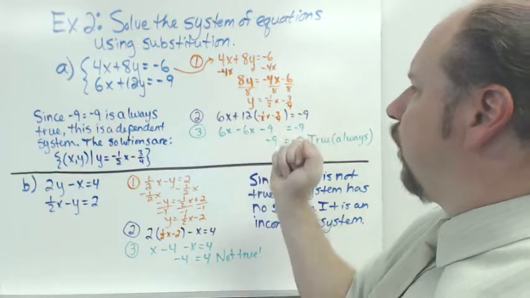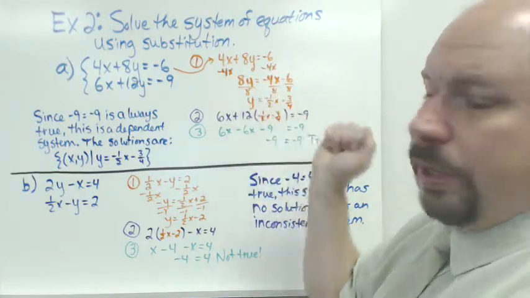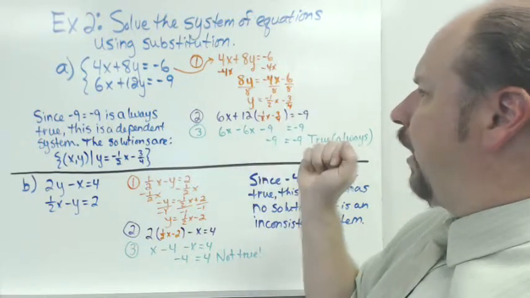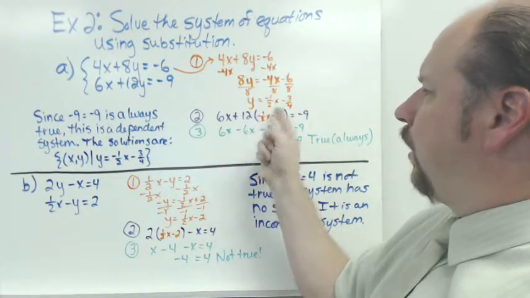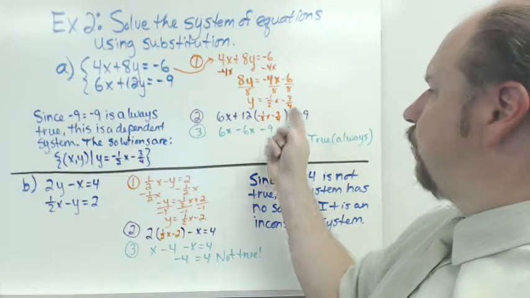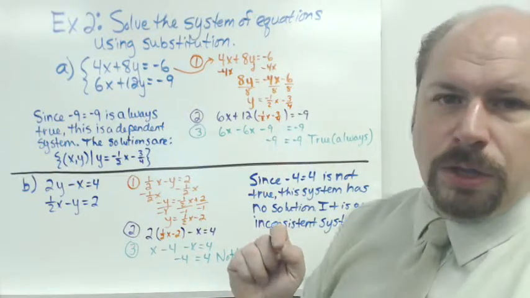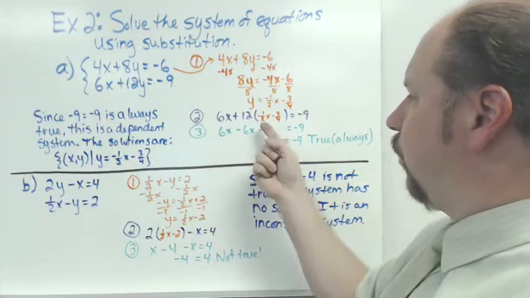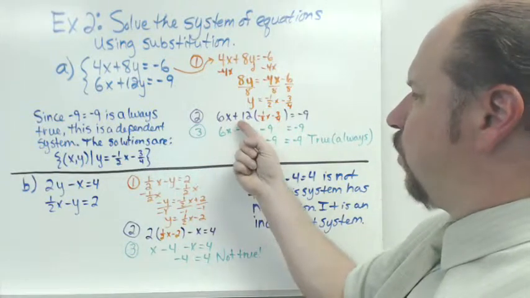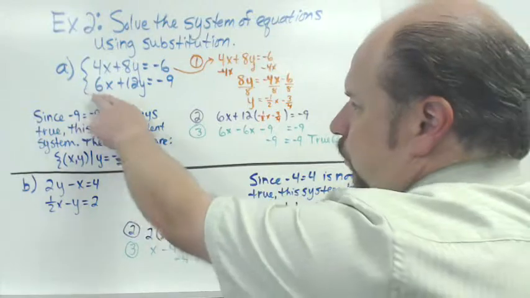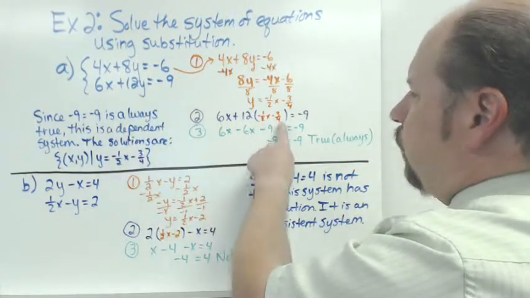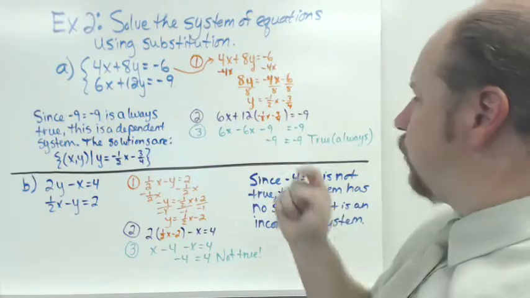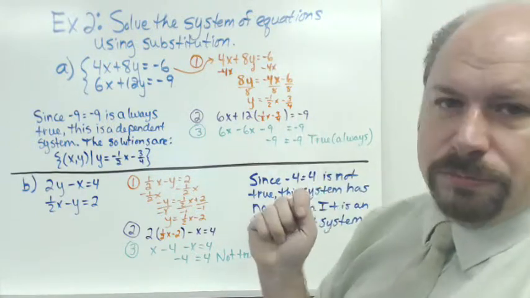So subtract 4x from both sides. We get 8y equals negative 4x minus 6. Divide through by 8. And we get y equals negative 1/2 x minus 3/4. Okay, so remember the next step. We're going to substitute it back in to the other equation. So we have 6x plus 12, which comes right here, 6x plus 12, times whatever y is. And y was negative 1/2 x minus 3/4 equals negative 9.